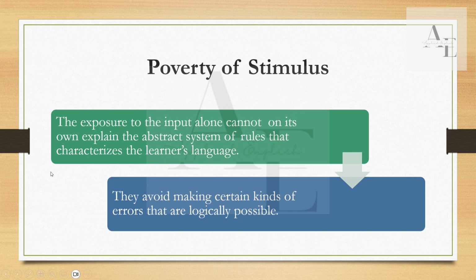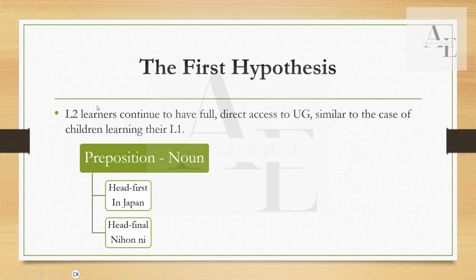So there were different views about whether L2 learners still have access to UG or not in their second language learning. So we have three hypotheses. The first hypothesis says that L2 learners continue to have full direct access to UG, similar to the case of children learning their L1. So they say we still have access to the UG, like we did in our L1.